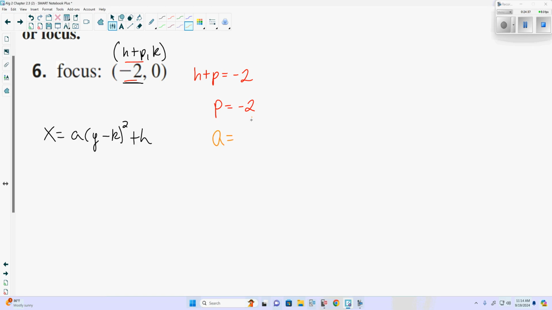A is 1 over 4 times negative 2. So A is negative 1/8. So x equals negative 1 over 8 y squared. Questions on this here?